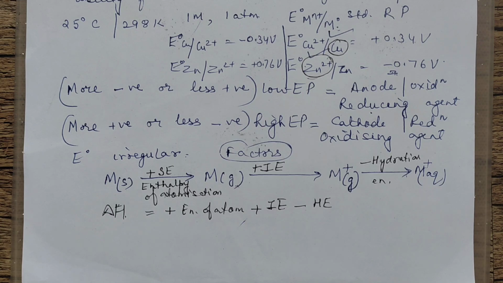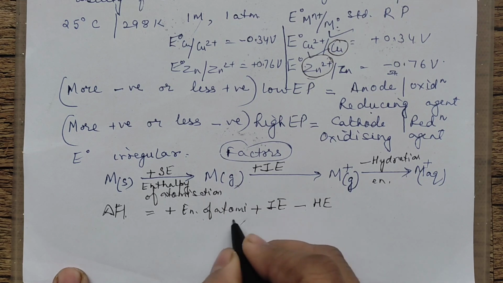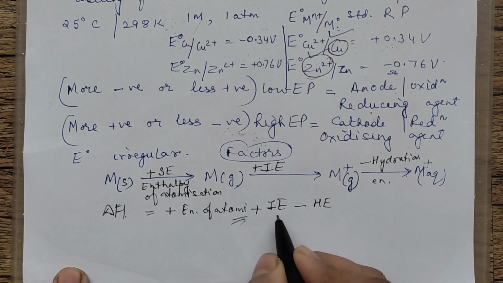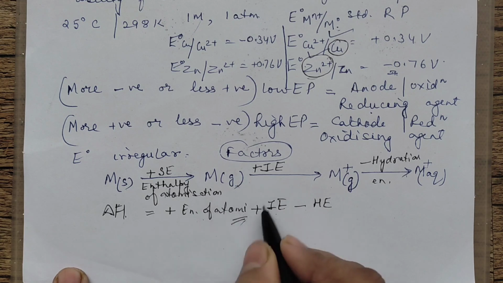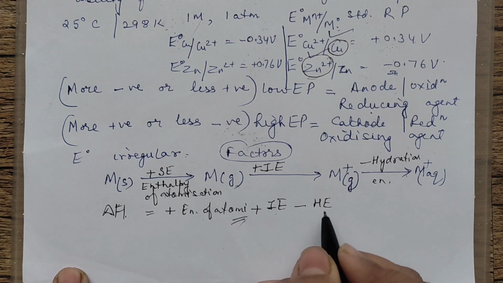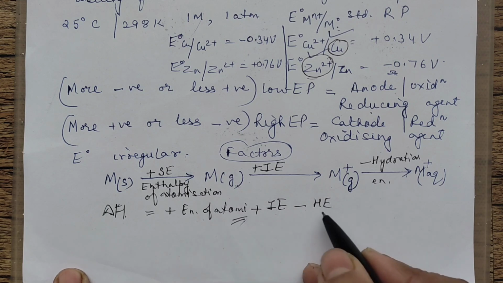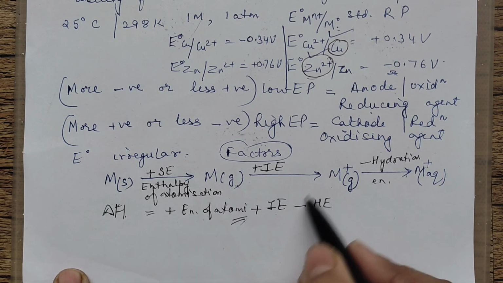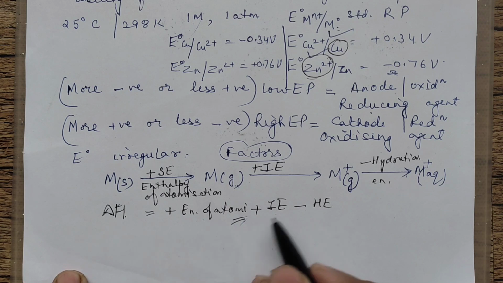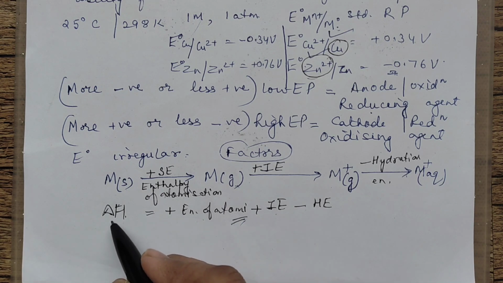This delta H overall will now decide whether the E0 value will be positive or negative. In case these positive values, the enthalpy of atomization and ionization enthalpy, are more than the liberated one, then you will have the overall E0 value positive. In case you find that the hydration enthalpy is more than the sum of these two, then the overall value will be negative, then the E0 value will be negative.